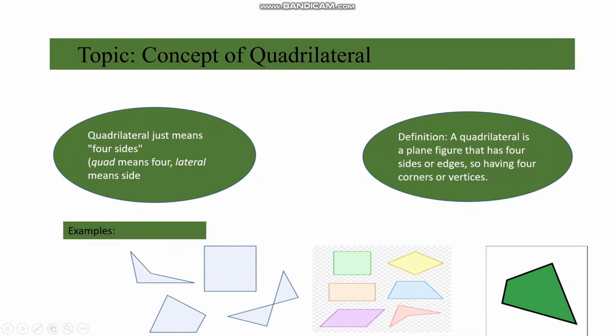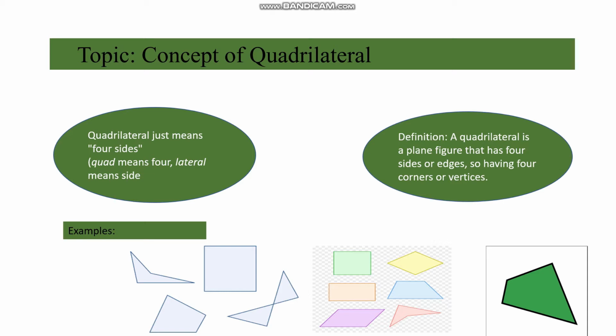Today in this video we talk about the shapes with four sides. The topic is the concept of quadrilateral. So quad means four and lateral means sides. So quadrilateral means the shape with four sides.